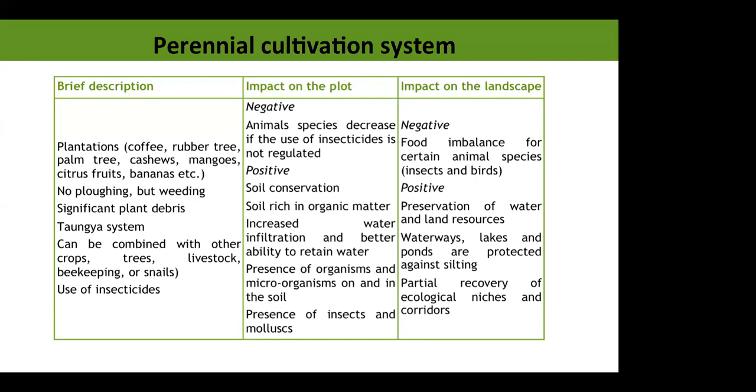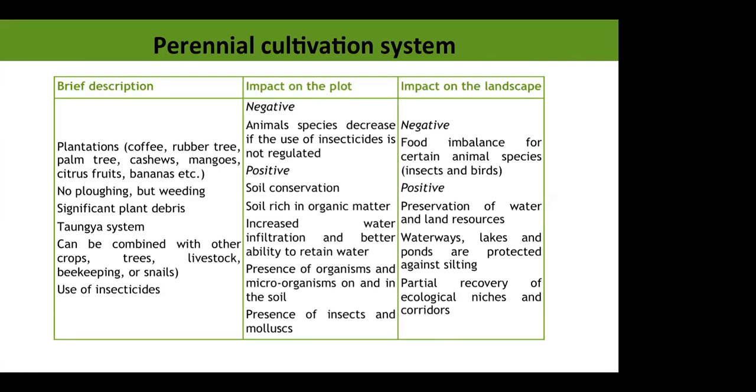And there's significant plant debris because the leaves will always shed, and then the new leaves will come up. As they drop onto the soil, they increase the organic matter of the soil, and then it can be combined with other crops. You can combine different crops together.